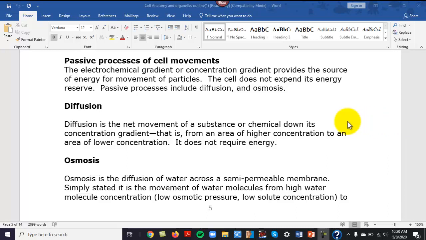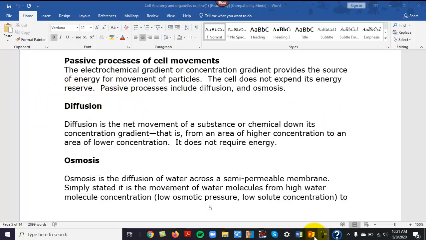So diffusion. Now, what this means is cells rely on what are called movements across cell membranes to either acquire nutrients, water, or produce something on the inside of a cell and release it to the outside of a cell. So these are laws, they're established.